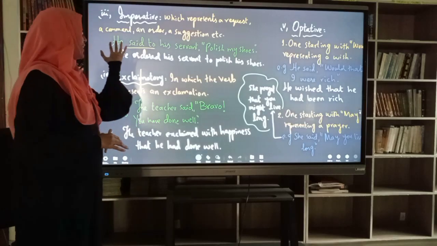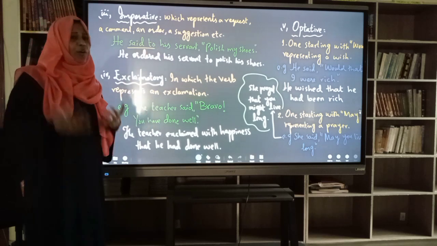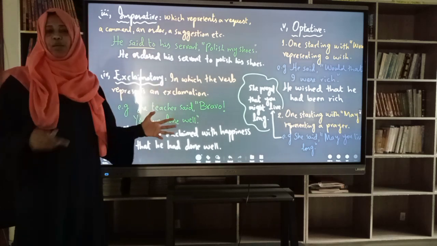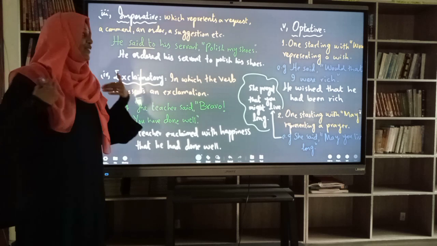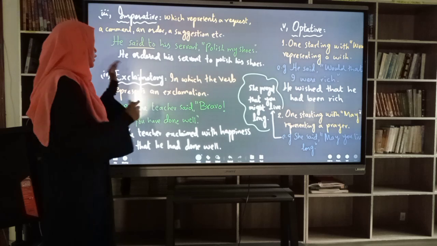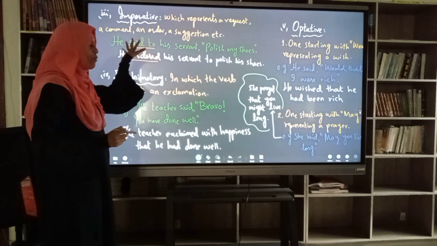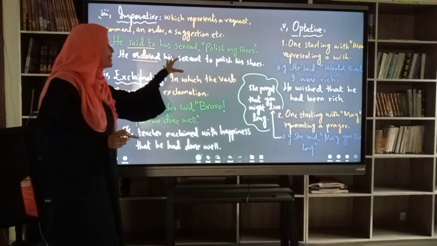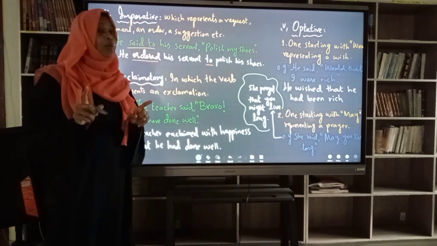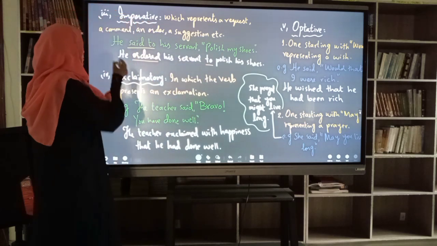Third type of direct speech is imperative sentences, which represent a request, a command, an order, a suggestion, etc. For example, he said to his servant, "Polish my shoes." The emotions clearly tell you that it's actually an order. So instead of said to, you will say ordered. He ordered his servant, and remember, instead of that, to is used, to polish his shoes.